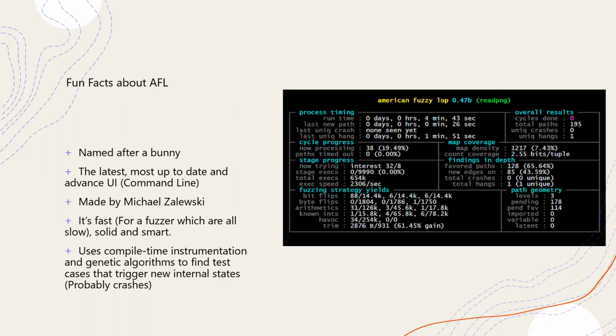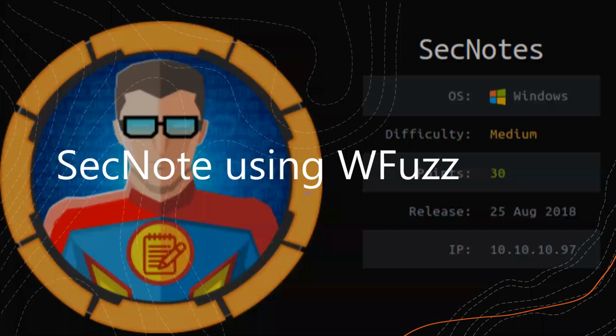Okay, American Fuzzy Lop. Fun fact, it's named after a type of bunny. It doesn't have the latest, most up-to-date and advanced UI; it's all in command line. Made by Michal Zalewski, it's fast and smart and solid because it uses compile-time instrumentation and genetic algorithms to find test cases that trigger new internal states. Probably crashes.